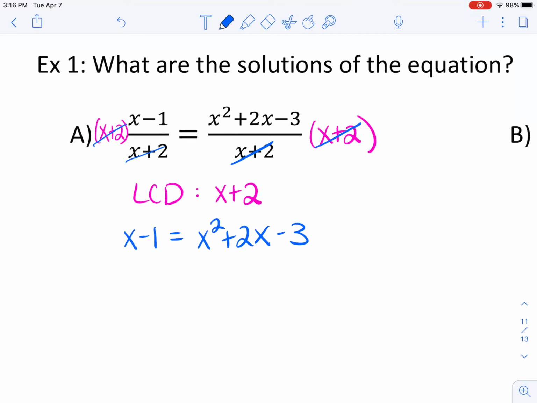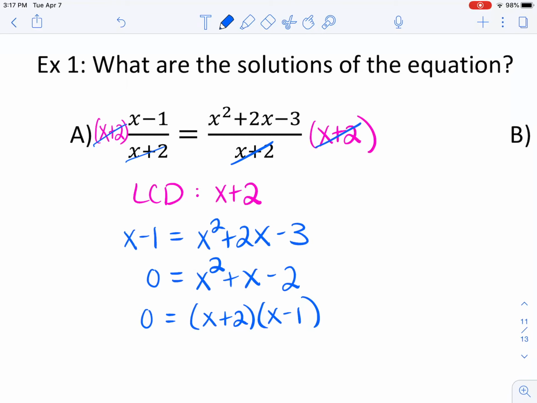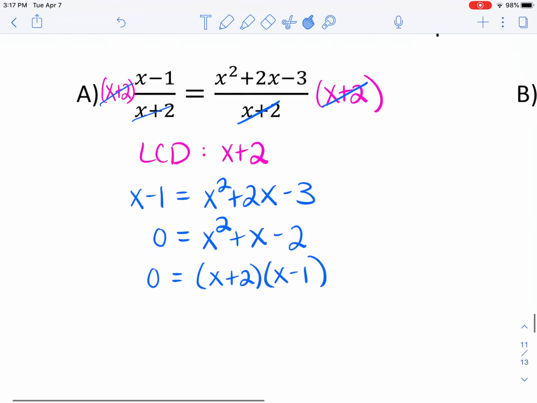In order to do that, we are going to subtract x from both sides. So 2x minus x is 1x. And then add 1 to both sides. Negative 3 plus 1 is negative 2. Now that I have this quadratic equal to 0, I'm going to try and factor it. If it doesn't factor, you can always use the quadratic formula. This one does factor. It factors to be x plus 2 times x minus 1, since 2 times negative 1 gives us negative 2, and 2 plus negative 1 gives us the coefficient of 1 in front of x.